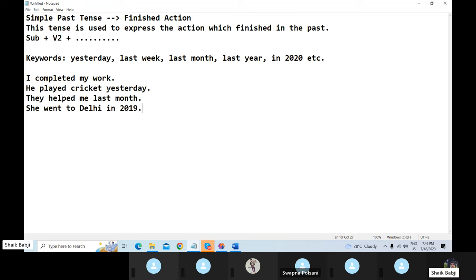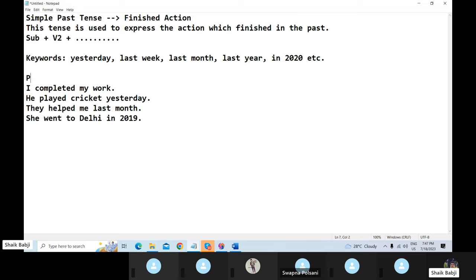See here, one thing you must notice, I have used some of the keywords which can be used in this tense, which are yesterday, last week, last month, last year, in 2020, like this. These are called time denoting adverbs. These are the keywords that can be used. Actually, these are positive sentences.